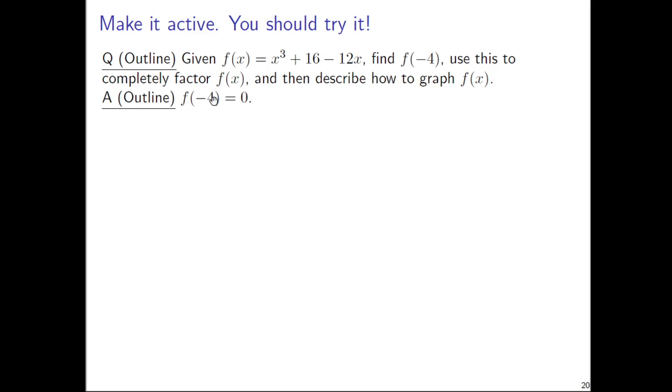So f of negative 4, I didn't show plugging in negative 4 for every x, but if you do and then you simplify, you ought to get the number 0. Why is getting 0 as the y value when the x value is negative 4 helpful at all? It's because the factor theorem tells us that x minus negative 4, in other words x plus 4, is a factor of x cubed plus 16 minus 12x squared. Now what do you do if you know that x plus 4 is a factor of this? It means that if you did this divided by that, right? So this divided by that should divide cleanly with no remainder.